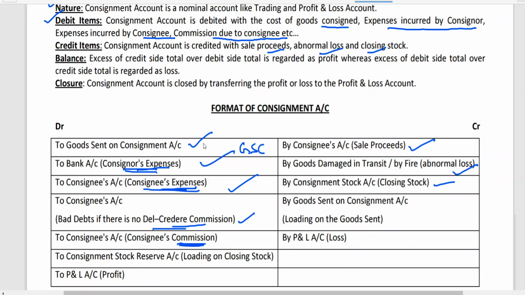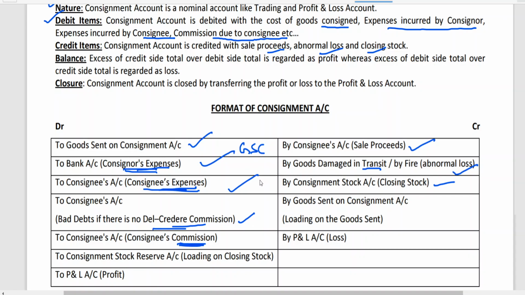I repeat once again, all of you, just revise yourself. Goods sent on consignment, consignor expenses, consignee expenses, commission. Credit side, sales made by consignee, because we are sending the goods to consignee. Consignee will be selling the goods. Goods damaged in transit or fire accident. That we discuss. What is the meaning of transit? We discuss. You all know about that from the final account you have learned. Goods lost by fire is called abnormal loss. And consignment stock, closing stock. Clear to all of you? I think these things we have learned.